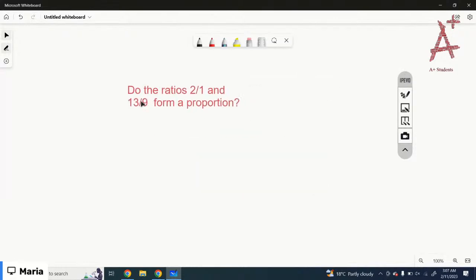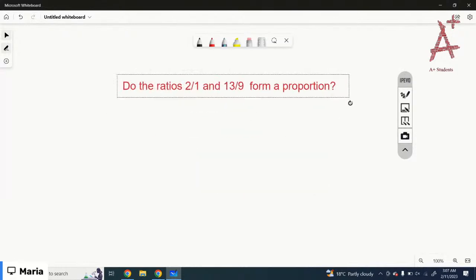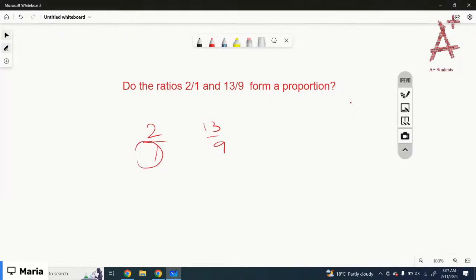One of them is 2 over 1 and the second one is 13 over 9. So you have to make this denominator equal to 9. So we have to do 1 times 9. That means you have to multiply this fraction by 9. It is 2 times 9 and 1 times 9. So 2 times 9 is 18 and 1 times 9 is 9.